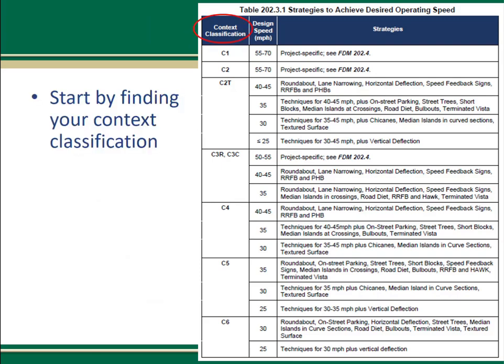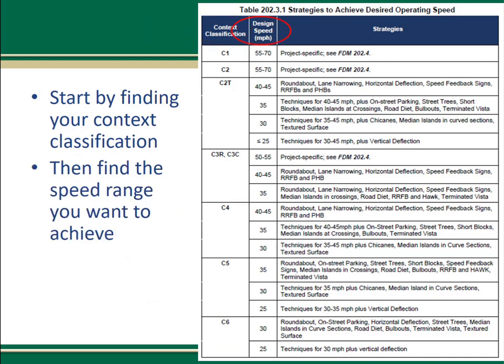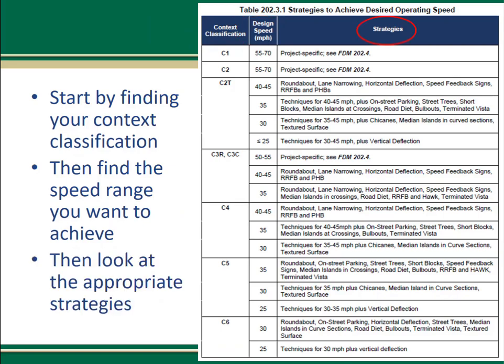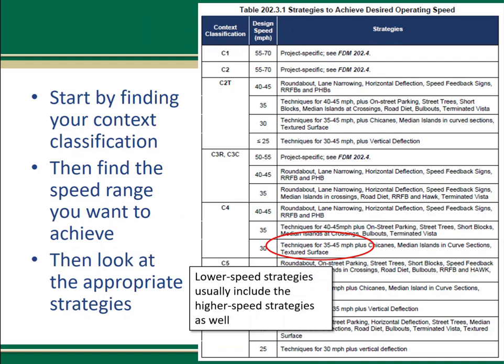To use this table, first identify the context classification of the roadway segment in question. Then find the design speed that you're trying to achieve. This could be the existing design speed or a future desired design speed. It could also be a desired operating speed. Ideally, the design speed and operating speed will be the same, but quite often they're not. And so in a situation like this, you may be trying to find a way to have them match each other through the use of these techniques. Once you've identified the speed you're trying to reach, then you can look at the strategies in this column to see which strategies will try to get you to the speed that you're trying to achieve.